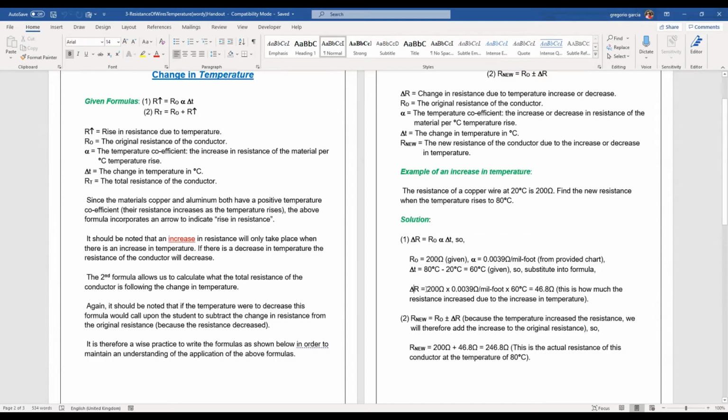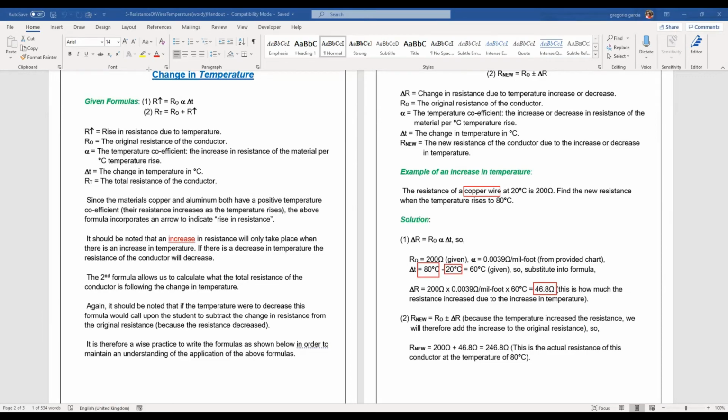Okay, so now, the change in resistance. Let's see how much the resistance is going to change. We are going to substitute in the formula: 200 times 0.0039 times the 60. And that's going to give us 46.8 ohms. This is how much the resistance increased by going from 20 to 80 Celsius, given that we have a copper wire. That's how much the increase was.